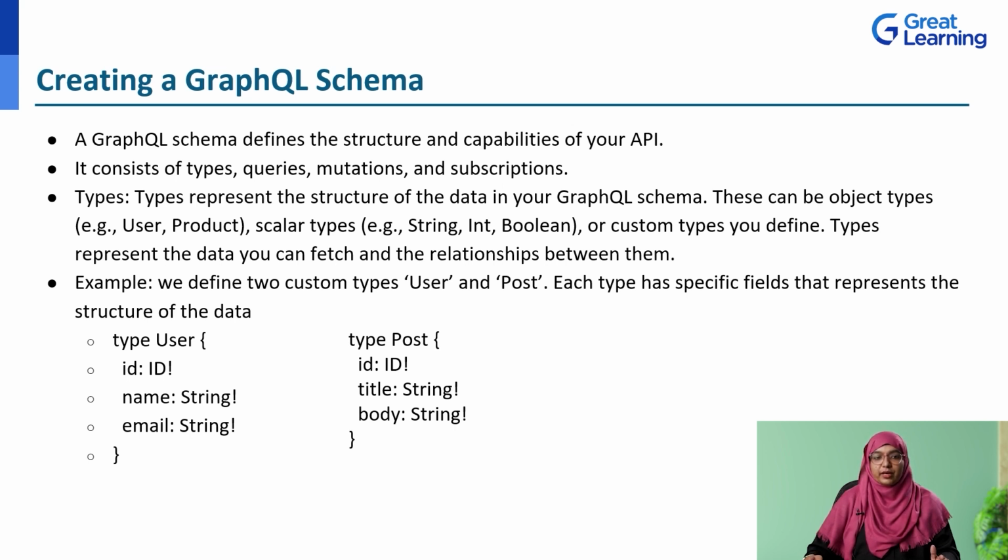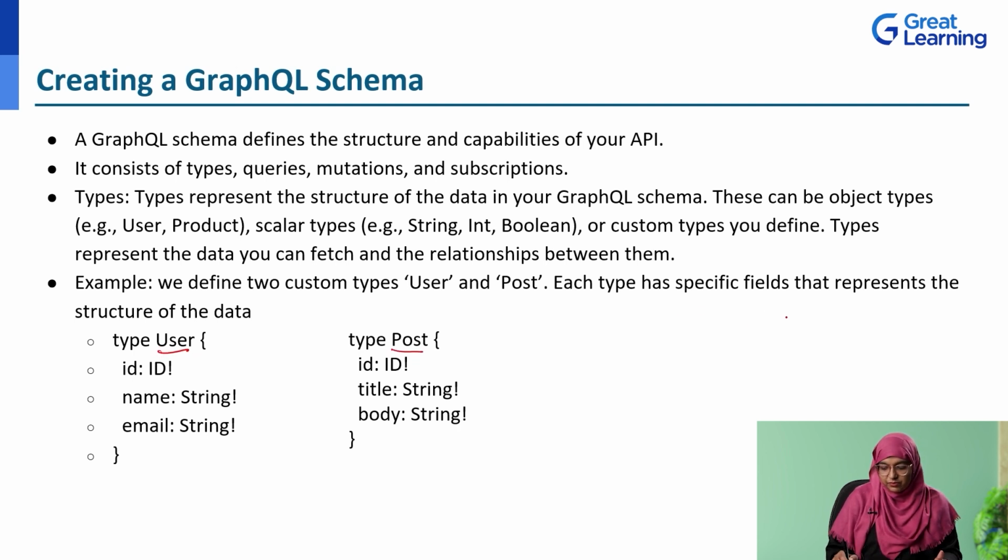So you can say that GraphQL consists of your types, queries, mutations and your subscriptions, and your types represent the structure of your data in your GraphQL schema. Now you see in the example over here, we have two types. One is your user type and the other one is your post type.